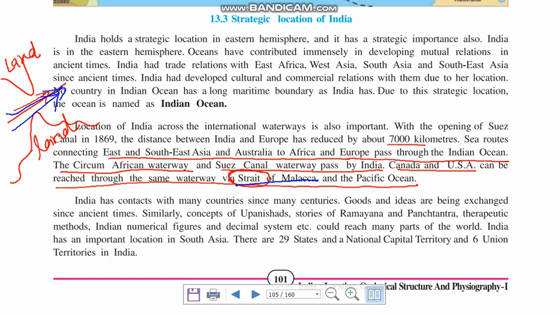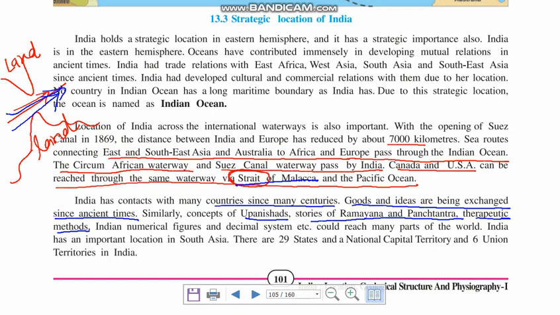India has had contacts with many countries for many centuries. Goods and ideas have been exchanged since ancient times, and it is considered a very important aspect for India. Similarly, the concept of the Upanishads, stories of the Ramayana and Panchtantra, and therapeutic methods were also exchanged due to these kinds of trade routes.